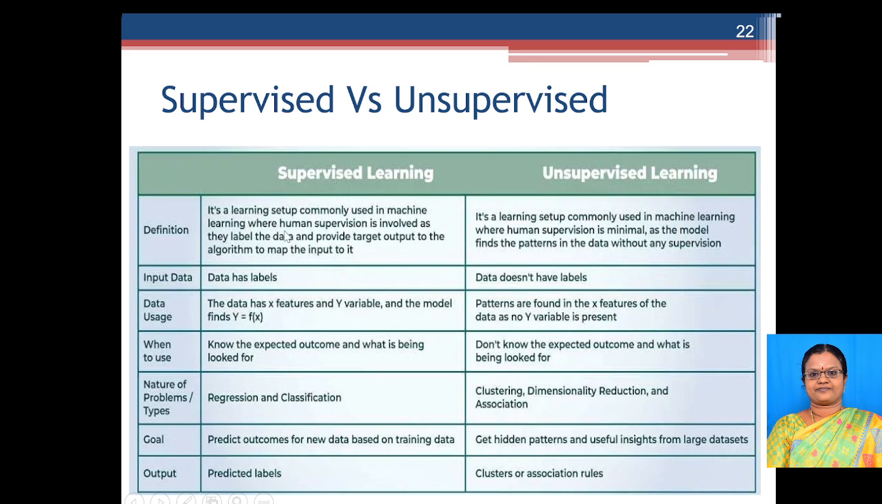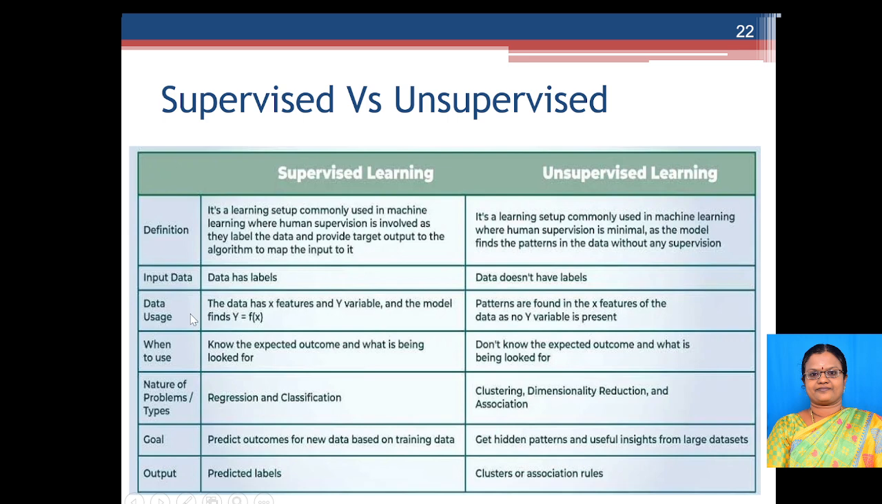Supervised learning is a learning setup commonly used in machine learning where human supervision is involved, as they label the data and provide a target output to the algorithm to map the input to it. Whereas unsupervised learning is a learning setup commonly used in machine learning where human supervision is minimal or not at all present, as the model finds the pattern in the data without any supervision. If you see the input data, the data has labels, whereas here it doesn't have any labels.